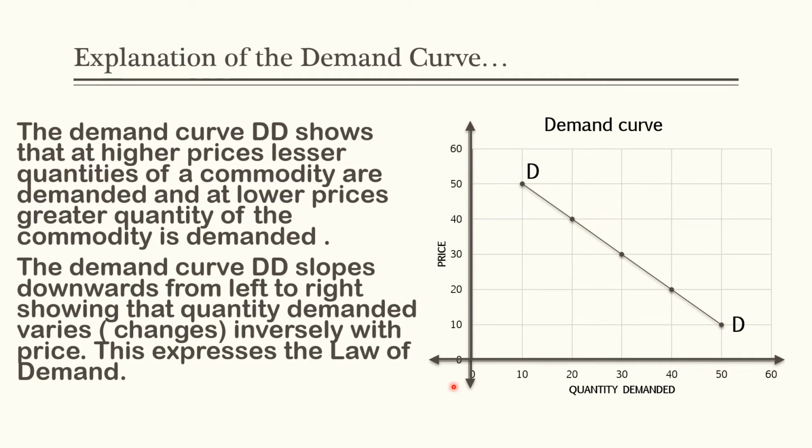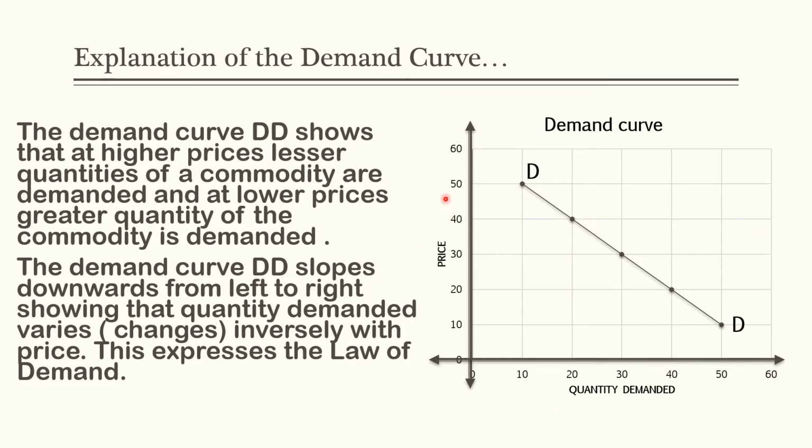Let me now show you how the demand curve diagram has to be explained. First, we state that price is shown on the y-axis and quantity demanded on the x-axis. Let us explain further. The demand curve DD shows that at higher prices, lesser quantities of a commodity are demanded, and at lower prices, greater quantity of the commodity is demanded. The demand curve DD slopes downwards from left to right, showing that the quantity demanded varies inversely with price. This expresses the law of demand.